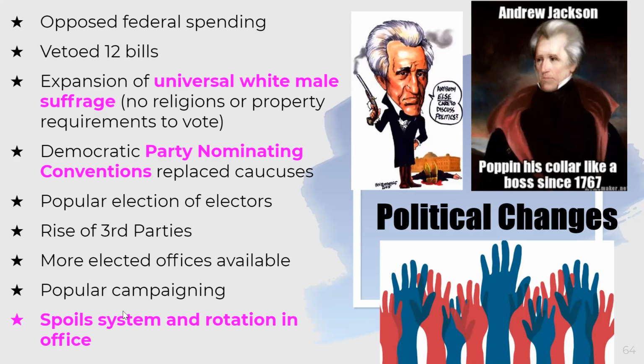The rotation in office is a democratic trend. Rotation in office is kind of upholding that same idea that Washington started, that you shouldn't stay in one position for too long. You should rotate people out, because if you're in a position for too long, you become stale, complacent, possibly corrupt, greedy, and power hungry. So we want to keep rotating people in and out.